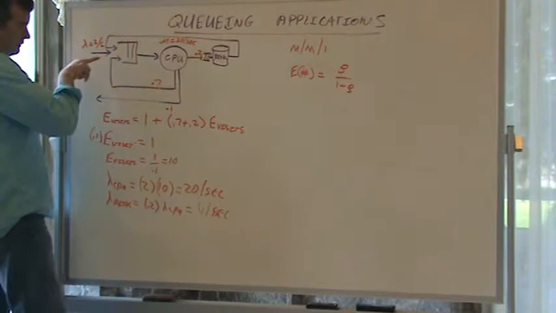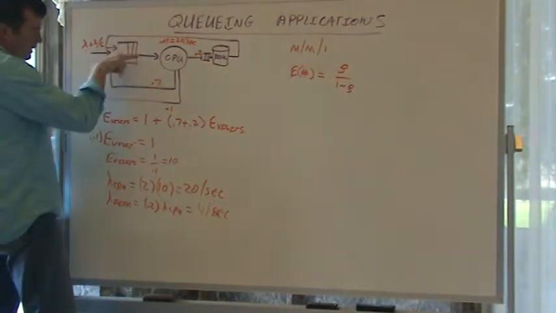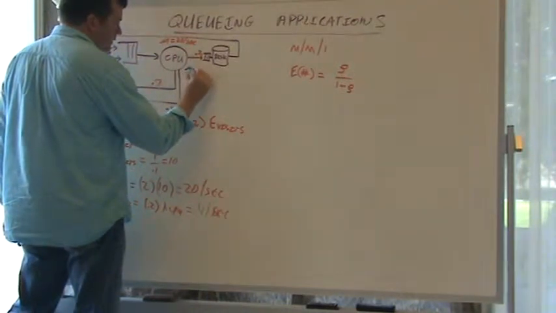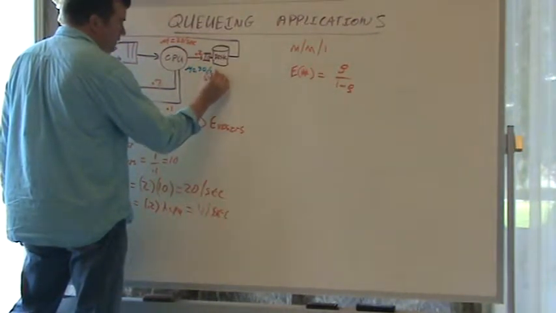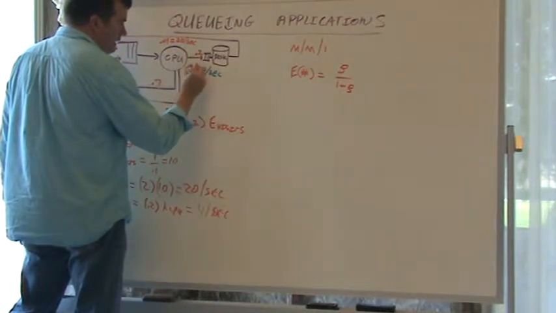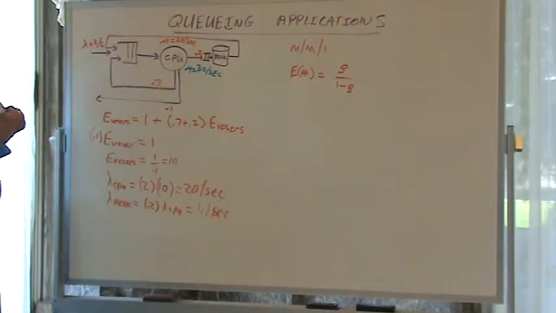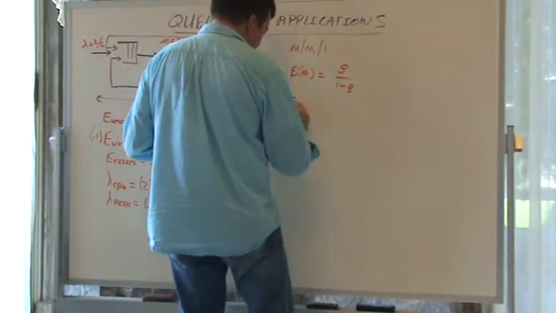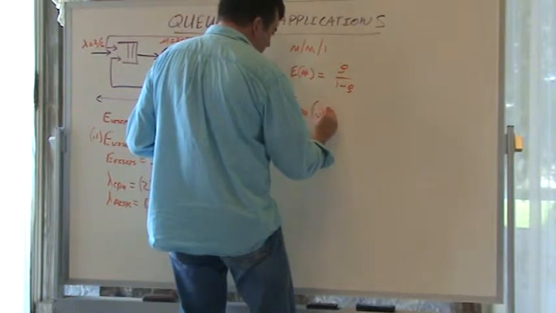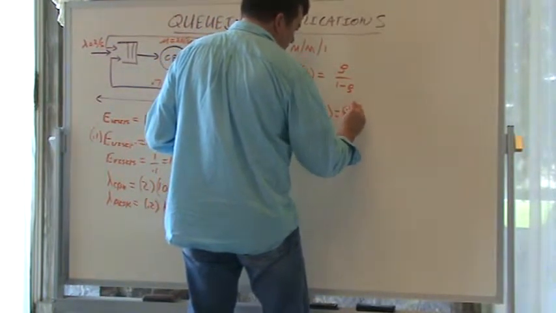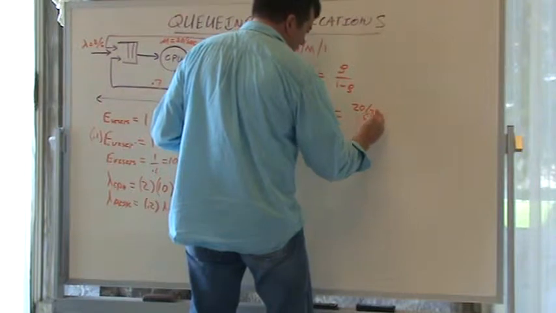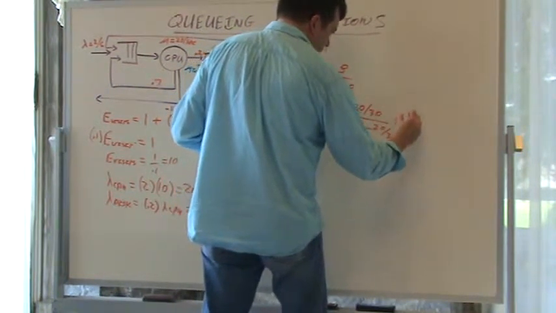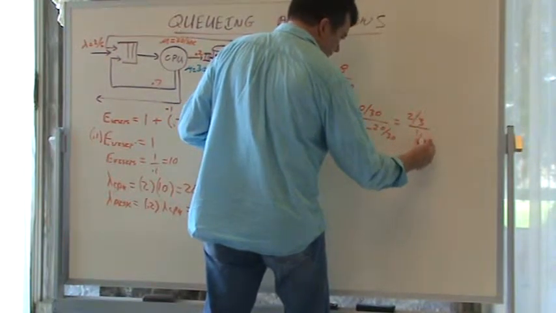If we said 20 per second arrive, and this thing moves at a rate of 30 per second, if it can handle them at a rate of 30 per second, then the expected number in the CPU would be 20 divided by 30 over 1 minus 20 divided by 30, equals 2/3 over 1/3, equals 2.